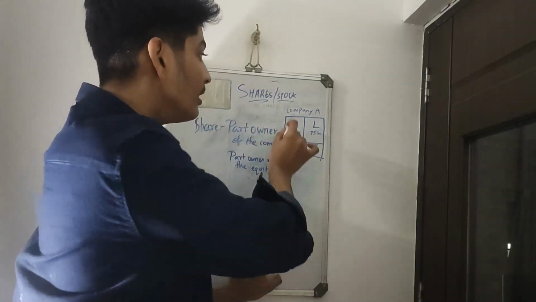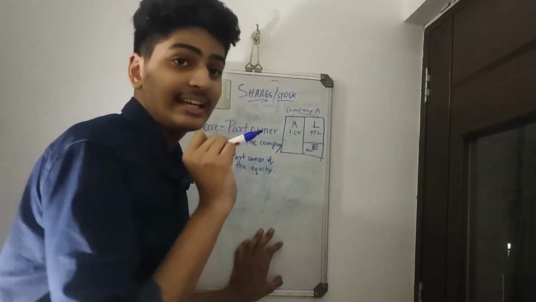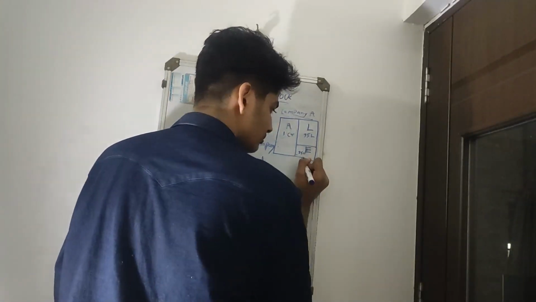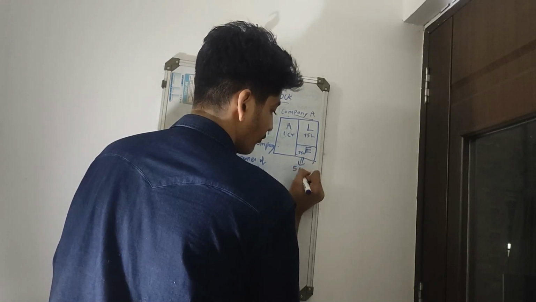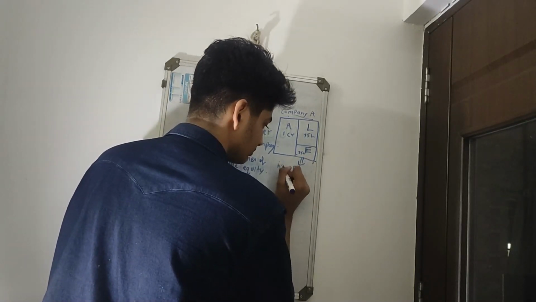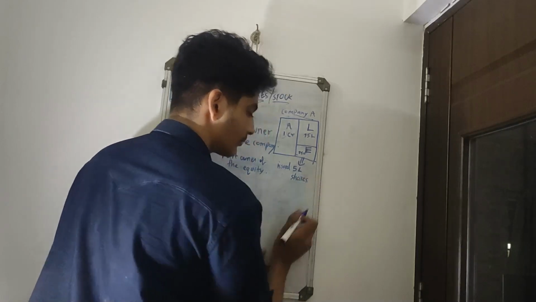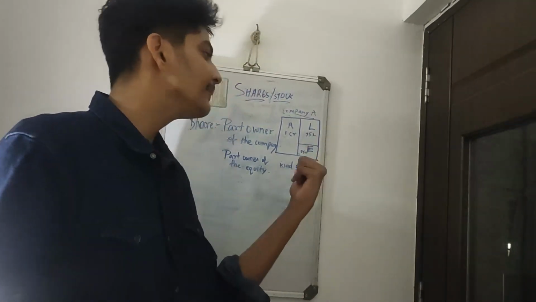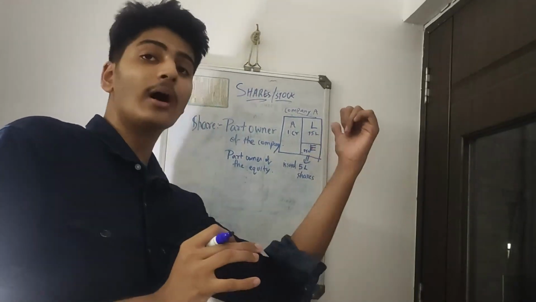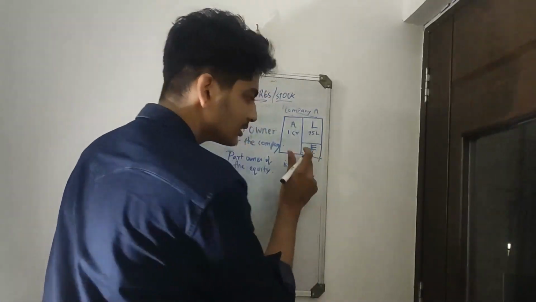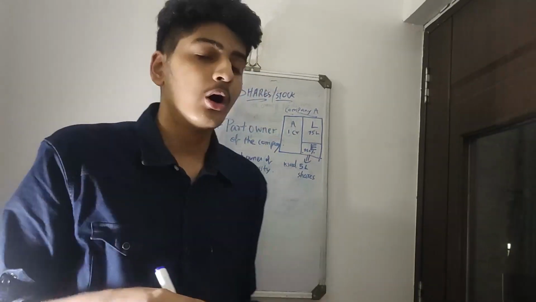I will say again, this company A has issued 5 lakh shares. What does this mean? It has issued 5 lakh shares from its equity, which is worth 25 lakh rupees.